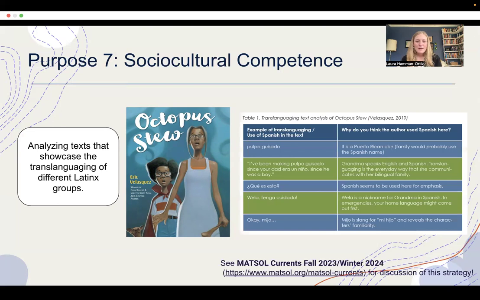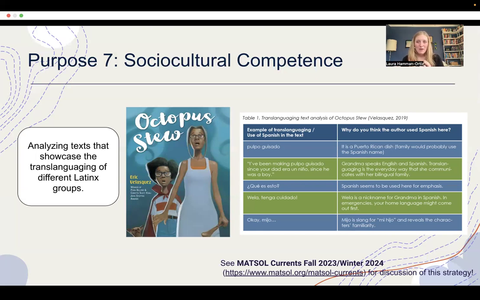So you can read more about this in the article that I wrote with a colleague. But just to briefly explain the strategy, you can create a simple chart where students identify examples of translanguaging, or in this case, use of Spanish in this text, and then think about why the author used Spanish. So for example, in the whole text, except for the title, the dish is called pulpo guisado instead of octopus stew because it's a Puerto Rican dish. So the family would probably call it by that name, right, instead of saying octopus stew. We see examples of the grandma speaking to the boy saying, I've been making pulpo guisado since your dad era un niño, since he was a boy.